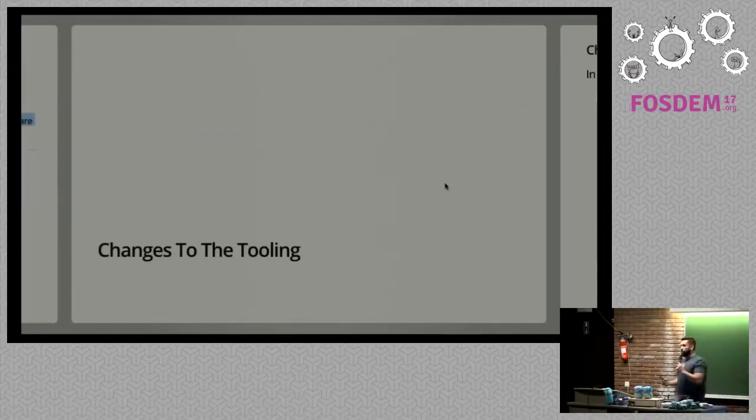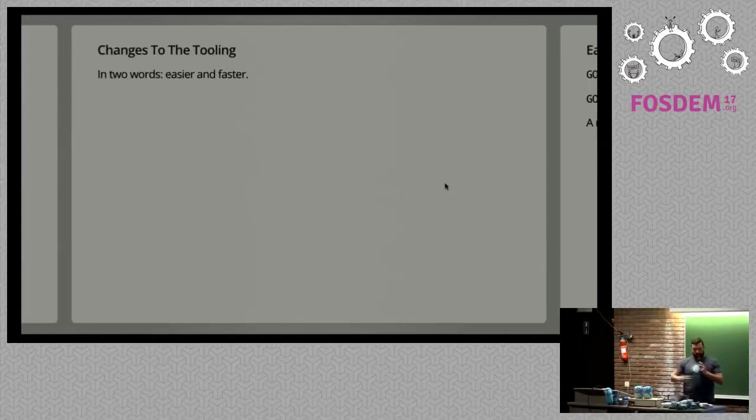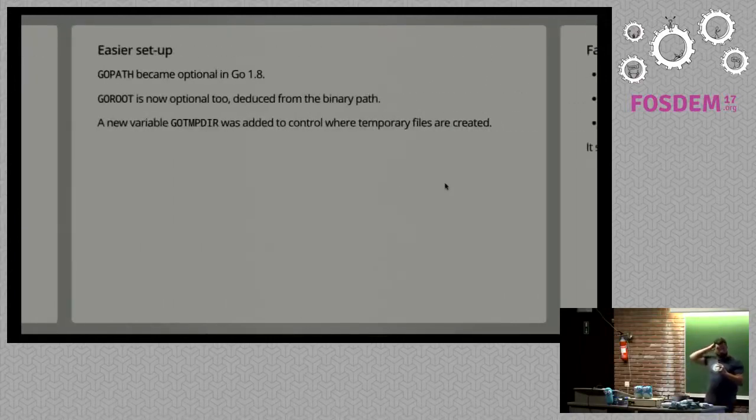Okay, changes to the tooling. And here there's way more stuff. All of the changes can be divided into 2 sections: it's easier to use, and also everything is faster. So what is easier to use? If you remember, GOPATH became optional in Go 1.8. Now GOROOT is also optional, and it's basically deduced from the binary location. That means that if you download Go and you run it, it works. You don't need to set up GOROOT, GOPATH, or anything like that, which is pretty useful.